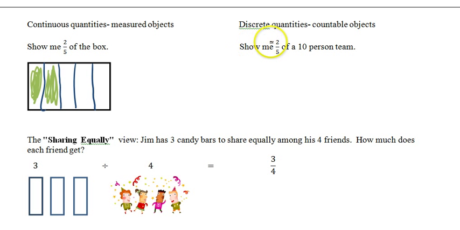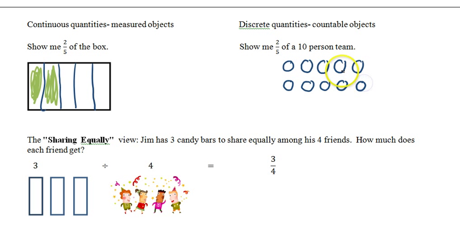So if you read this, it says, show me 2/5 of a 10-person team. You're not going to take people and cut them up. That would just be sadistic and weird. So what it means is that if you actually were to write out 10 circles, that's why it's countable objects. It's 1, 2, 3, 4, 5, 6, 7, 8, 9, 10.